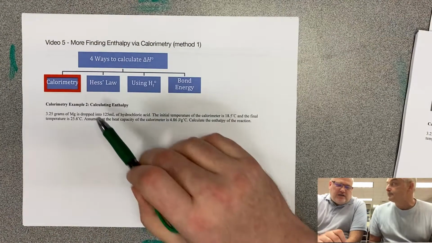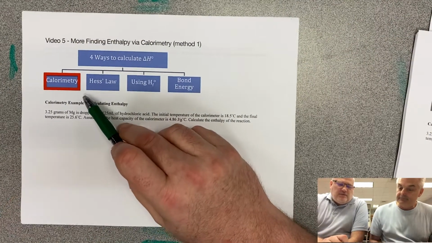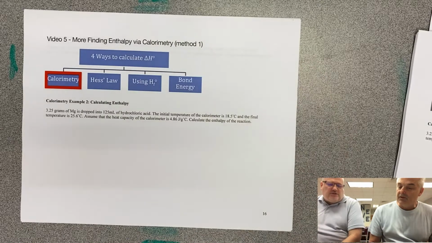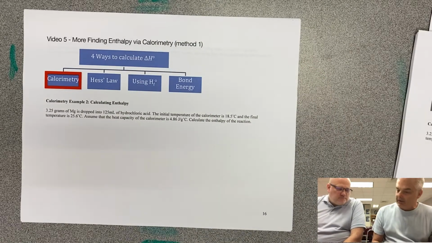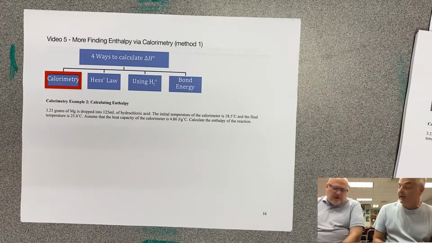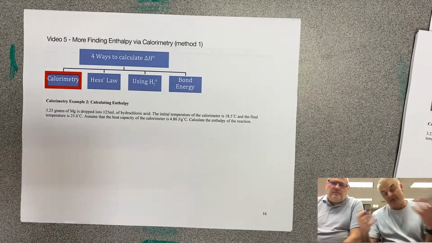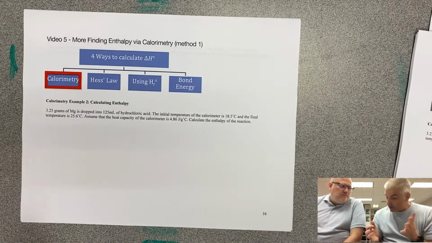All right. So if you take a look in your notes here, we are actually going to be dealing with how to figure out enthalpy when we're dealing with calorimetry. There are 4 ways we can calculate enthalpy, and this is method number 1. Enthalpy, folks, is where you're trying to find the amount of energy in or the amount of energy out. So we have a problem here.